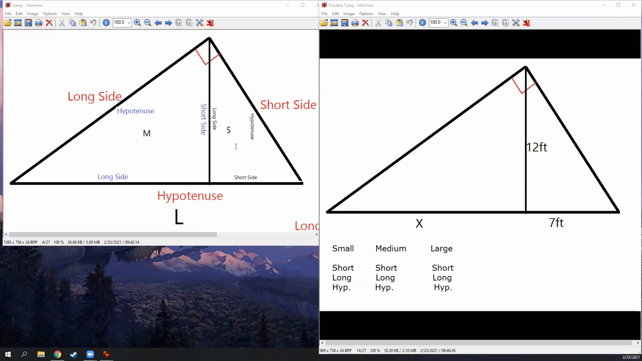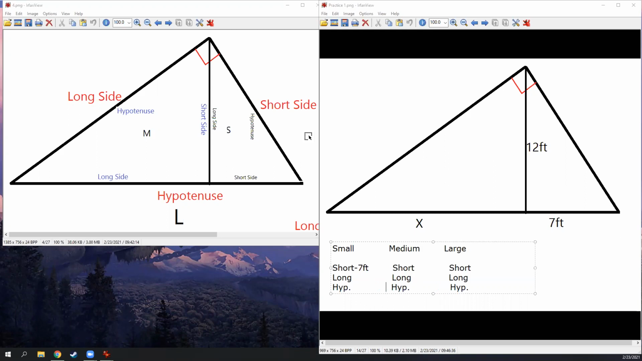In the small triangle, if I go over to my template here, I have a short side down here, and I have a number there, which means I have a number for the small triangle short side, and it's 7 feet. Let me space everything out a little bit more so it's not all on top of each other.